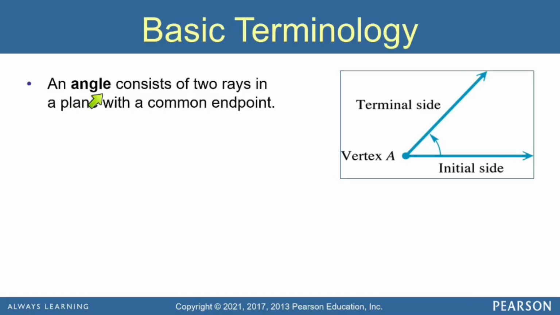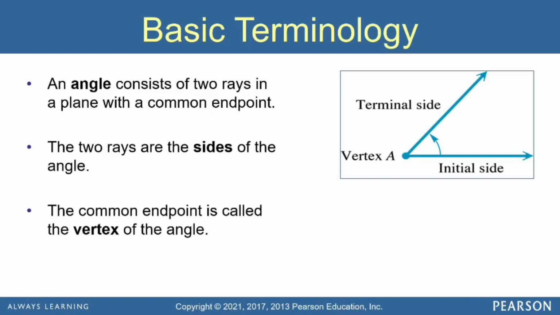So an angle consists of two rays in a plane with a common endpoint. And you can see that here. We're all familiar with angles, so this is nothing new to anyone. The two rays are the sides of the angle, and the common endpoint is called the vertex of the angle.